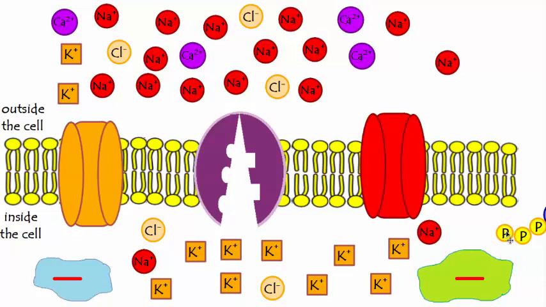This process keeps the equilibrium inside and outside the cell as long as the neuron is not excited. There is no stimulation, there is nothing. So this is the resting state. There is a balance between outside and inside. Outside is positively charged and inside is negatively charged.